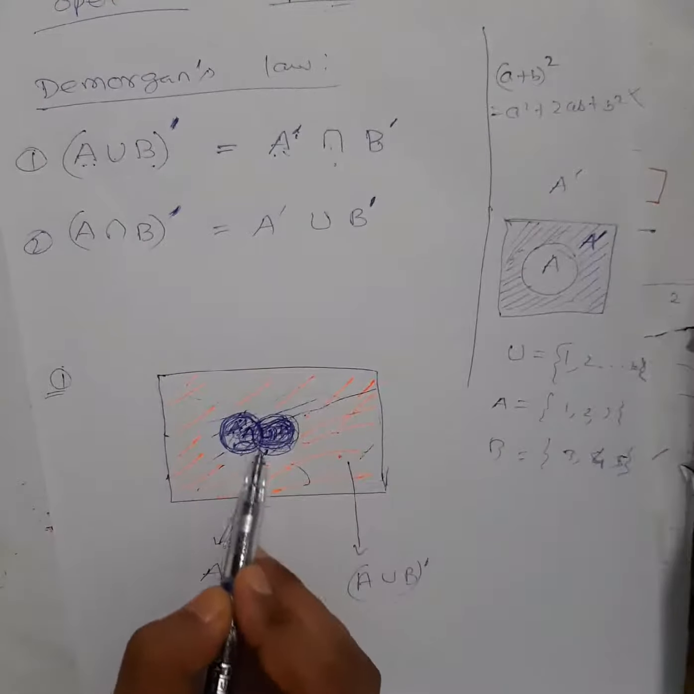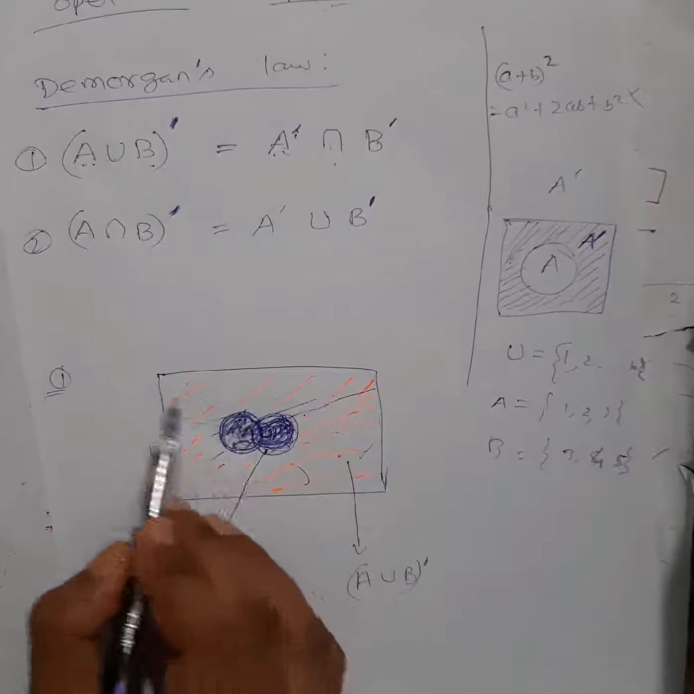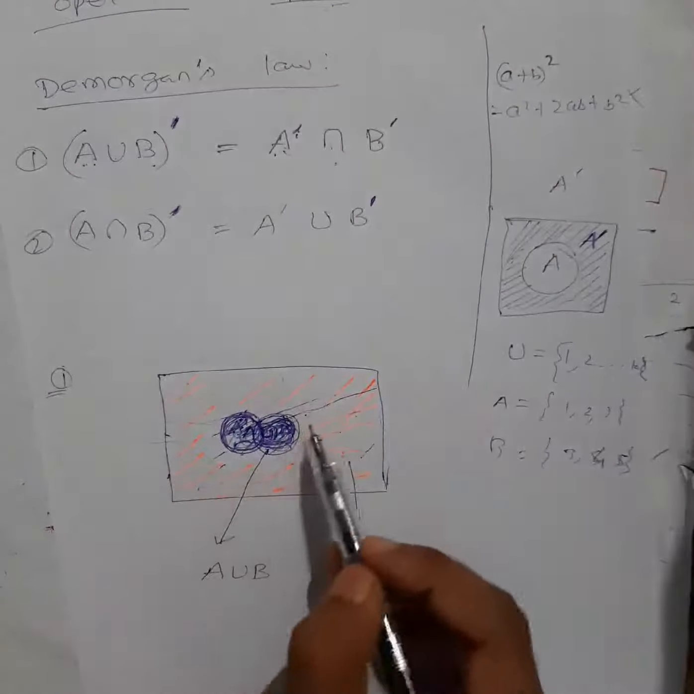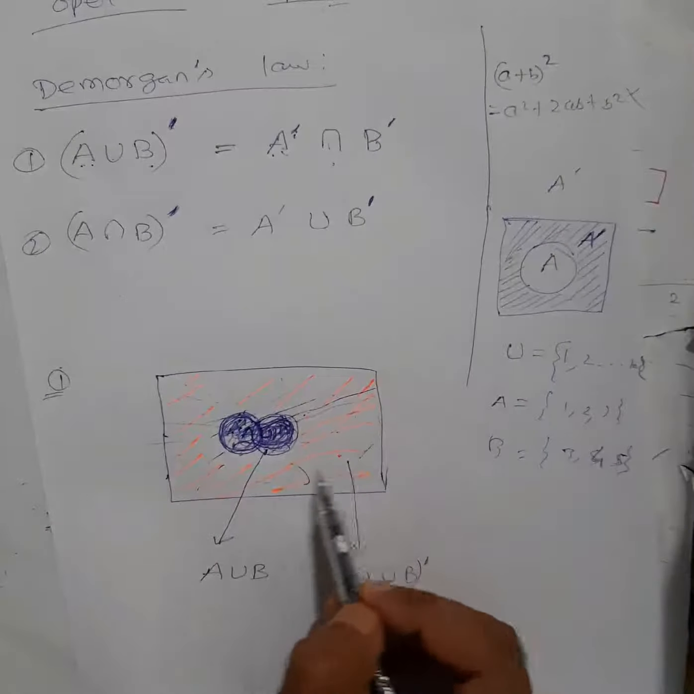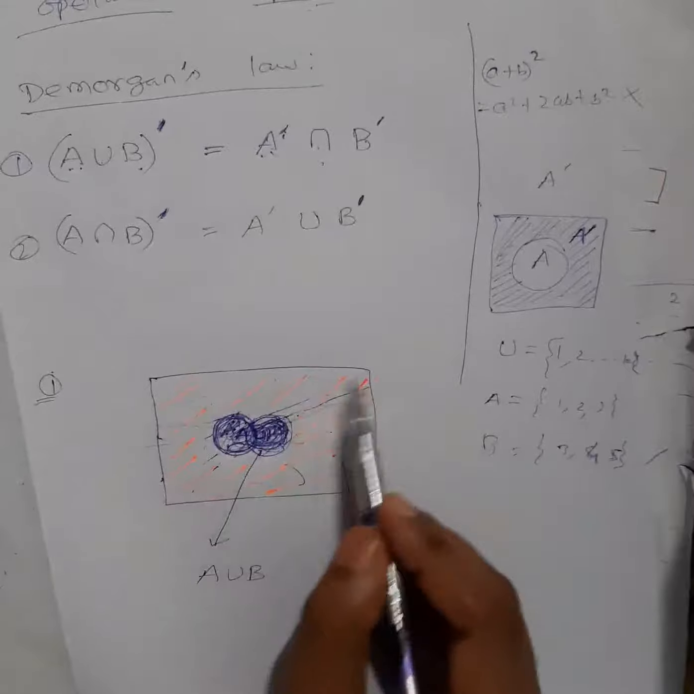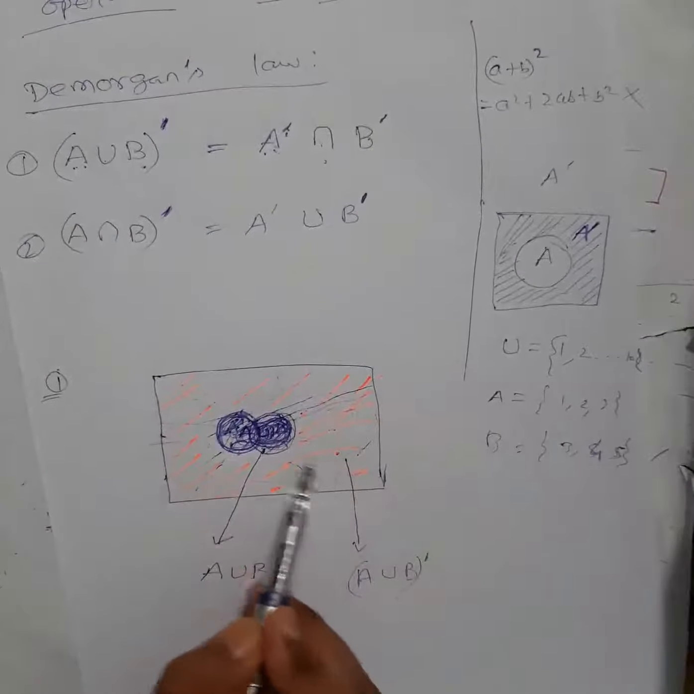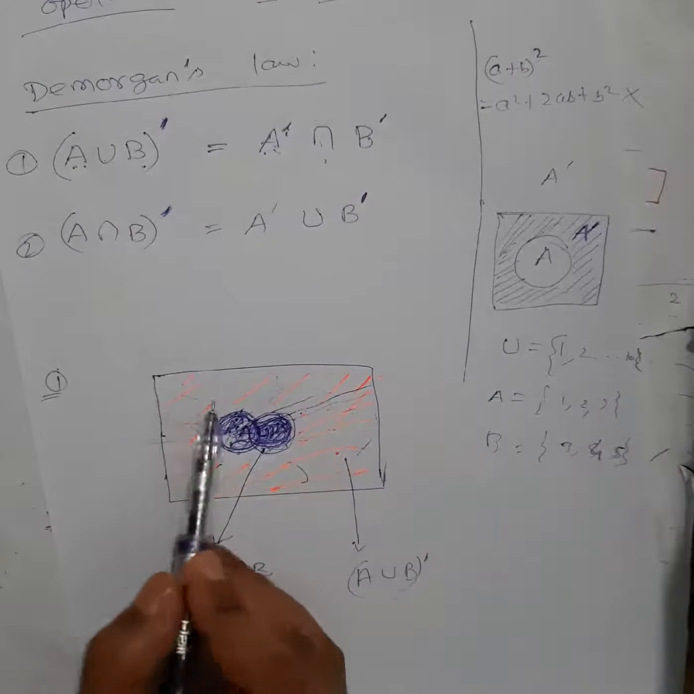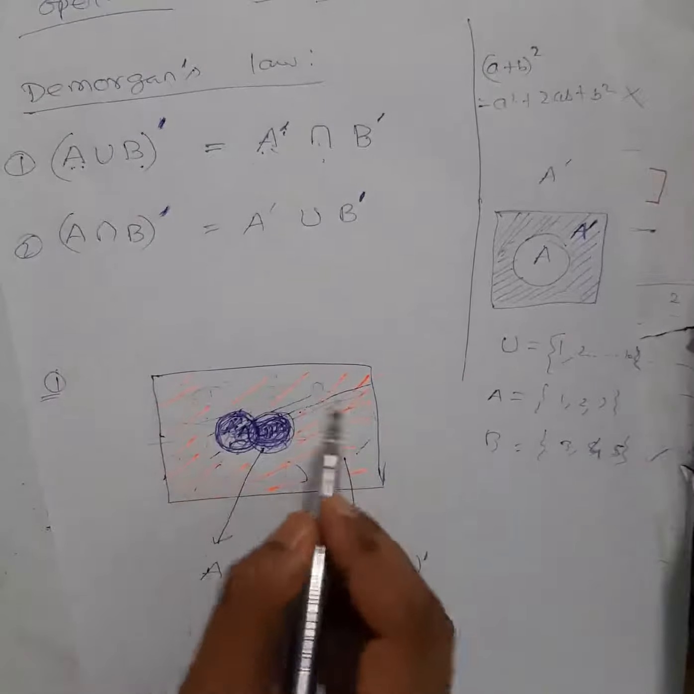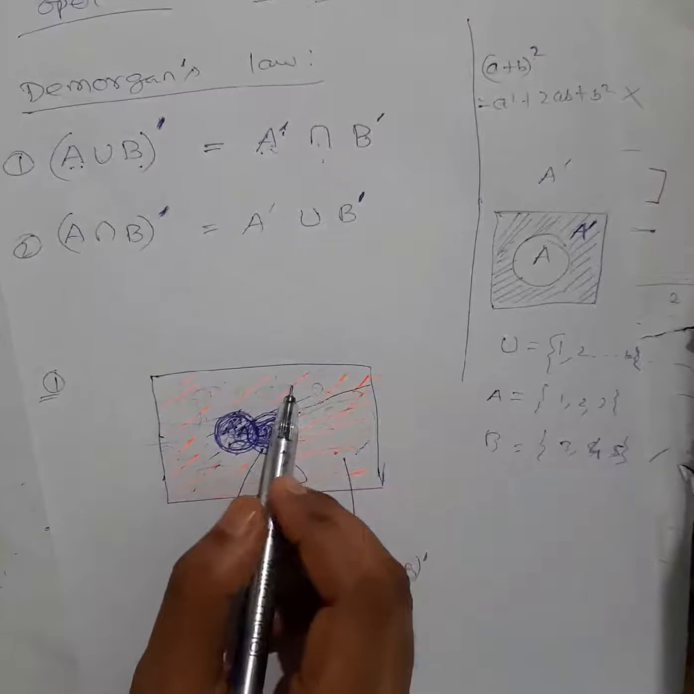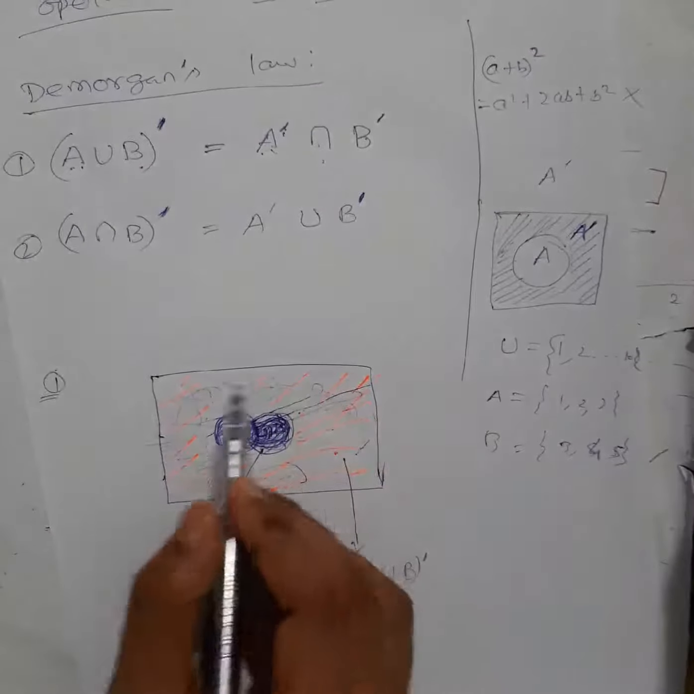If I draw it, this is your B. B complement will be this portion. Now can you see in this orange region, A complement is also coming out, and in this orange region only B complement is also coming out, the common region. Here you will see A complement also, B complement also. I hope you can understand.